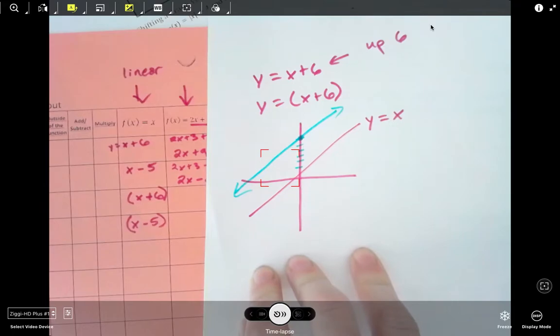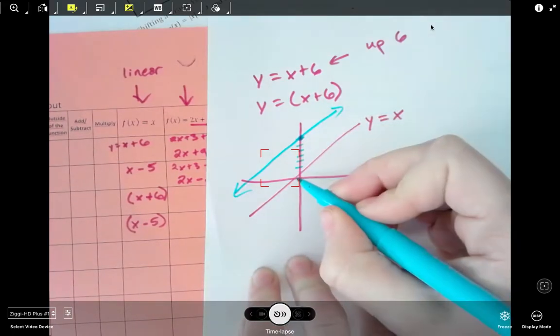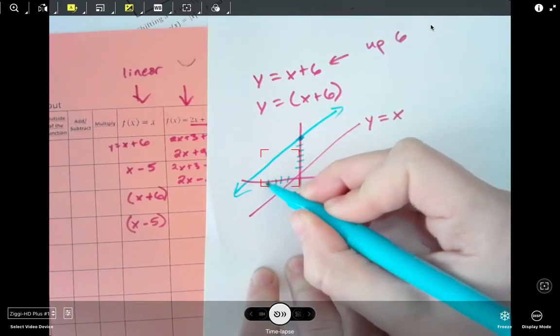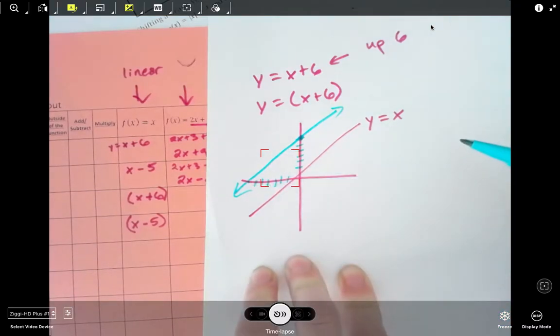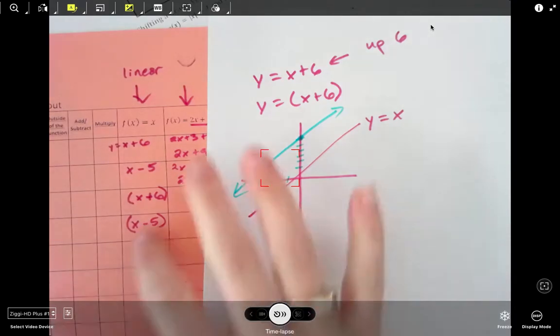Okay? But is that not also the same thing as taking this and moving it to the left 6? Right? Isn't that the same thing as moving it to the left 6? Okay? So up 6 and left 6 are the same thing when you have a linear function that's just y equals x. Okay? I did these ones over here wrong.